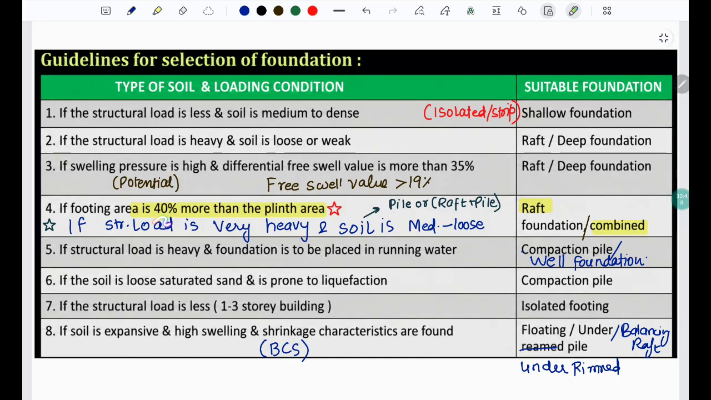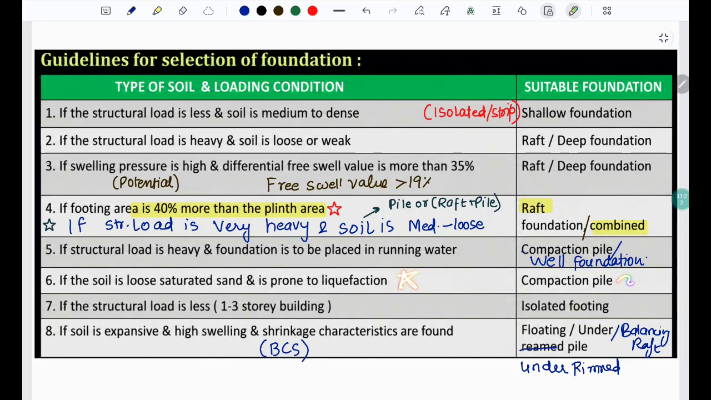If the footing area is 40% more than the plinth area, then we'll go with the raft foundation or combined foundation. And if the structural load is very heavy and the soil is medium to loose, we'll either go with pile foundation or a combination of raft plus pile when the load is very heavy. If the structural load is heavy and the foundation is to be placed in running water, we'll go with well foundation or compaction pile. Well foundation is used in the Taj Mahal also, I believe. If the soil is loose saturated sand and prone to liquefaction, we will go with compaction pile.